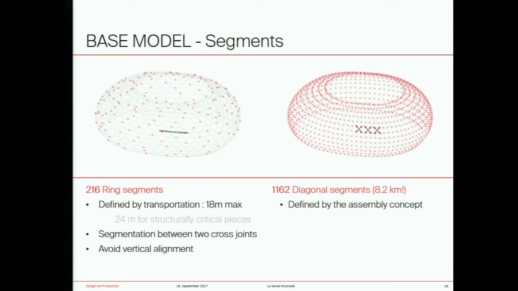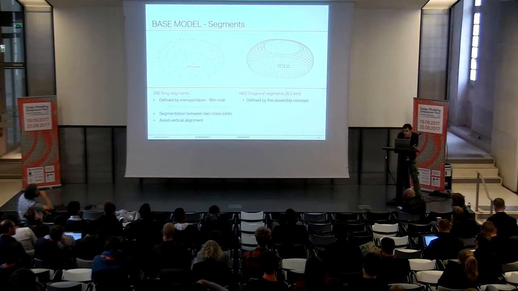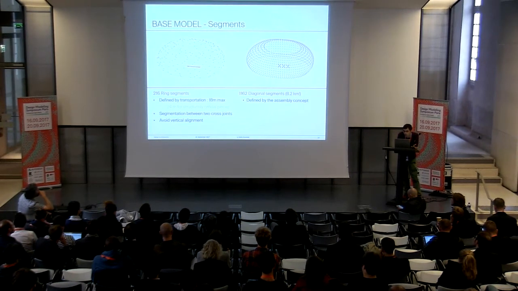In order to be shipped and fabricated, these beams need to be cut into segments. And we have two different strategies there. The ring segmentation is defined by the transportation limitation. So the pieces should not exceed 18 meters, because otherwise they would not fit in a regular truck. So the goal is to achieve a harmonious division within this 18-meter range while avoiding vertical alignment. This being said, some structurally critical segments can span up to 24 meters. And in this case, we do accept the logistical effort to keep the cross-section and detail complexity in an acceptable range.